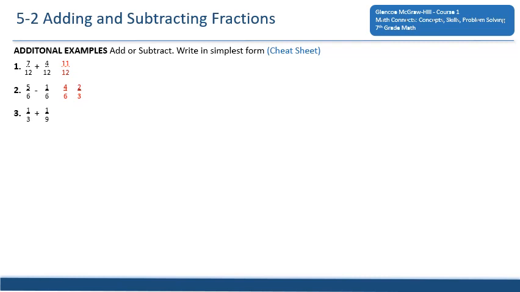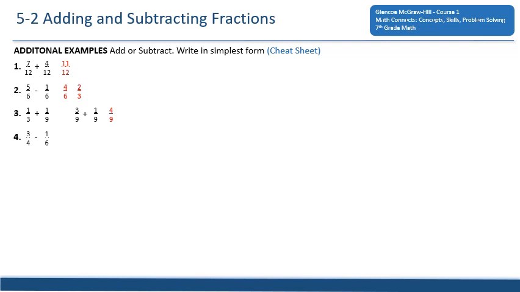1/3 plus 1/9. We have unlike denominators, unlike fractions, so we need to convert 1/3 and 1/9 to equivalent or like fractions. 9 is the least common denominator. 9 is a multiple of 3, so we know that that will be the least common multiple. So we have 3/9 plus 1/9, and now that they are like fractions, we can just add the numerators and get 4/9.